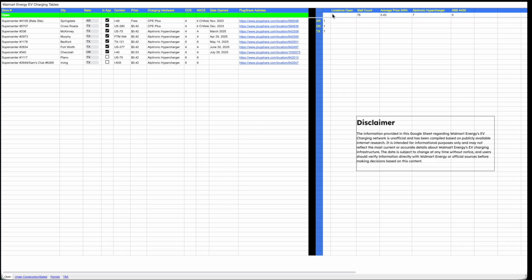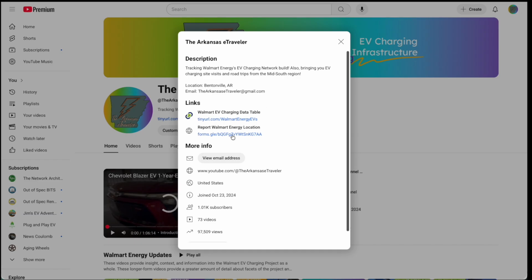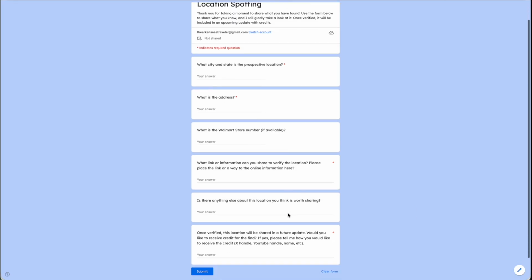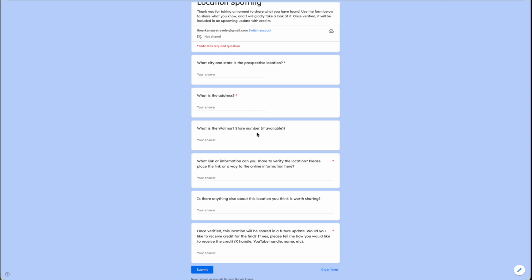But if we go back to the YouTube page, let's click on Report Walmart Energy Location. And this is what that form looks like. First thing I need to know is what city and state is the prospective location, and then what is the address? I have to have those in order to verify what the store number is. If you know what the store number is, you can go ahead and add that. That is helpful, but it's okay if you don't. Not everybody knows Walmarts by their store number. That's kind of a thing if you live where I do in Bentonville. That would be helpful if you can include it, but don't feel like you have to.